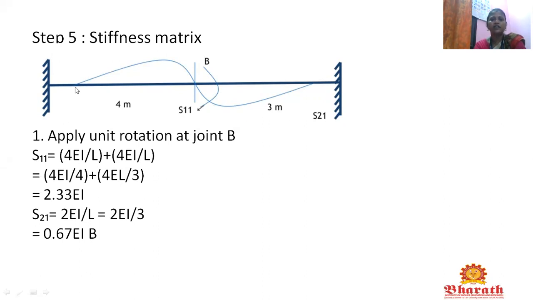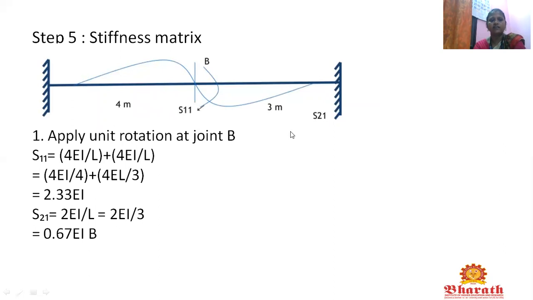So we have two members connected at joint B. So 4EI by L plus 4EI by L. So we have to solve S11. Add these two 4EI by L terms, and you will get 2.33 EI.